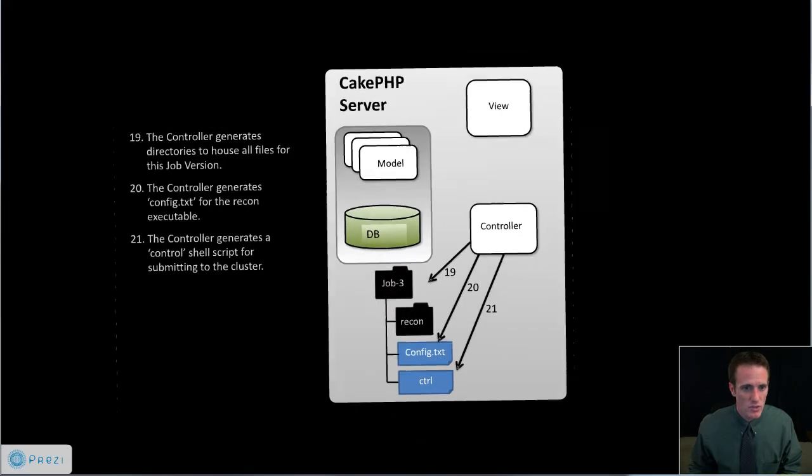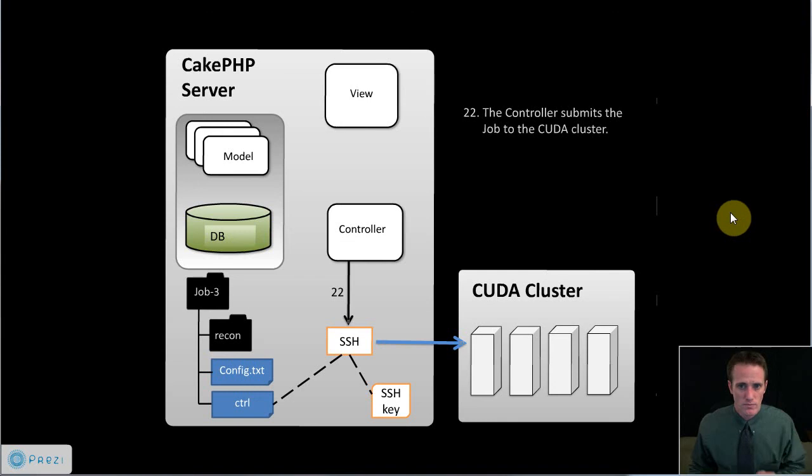Okay, moving on then to number 22. Now you're ready to actually submit the job. Okay. So what you're going to do is you're going to SSH into the Cuda cluster. So this server is, I don't know the name of the machine, ANASI I think they call it. So from there you would need to issue an SSH command, and the way that you're going to do that is by using this SSH key.